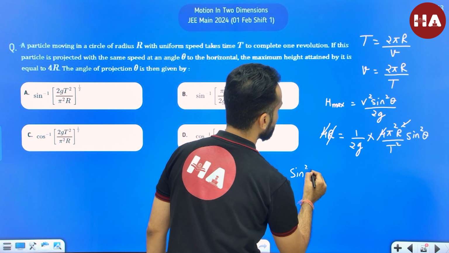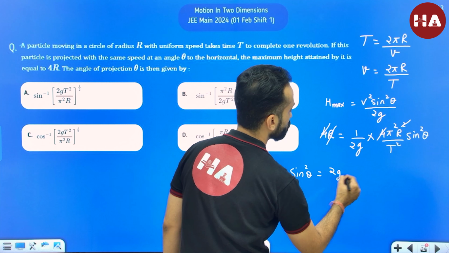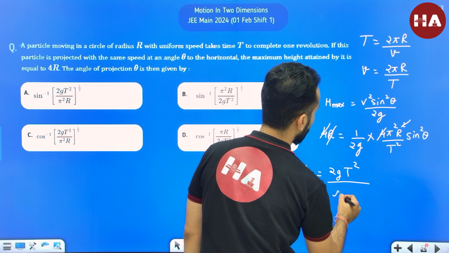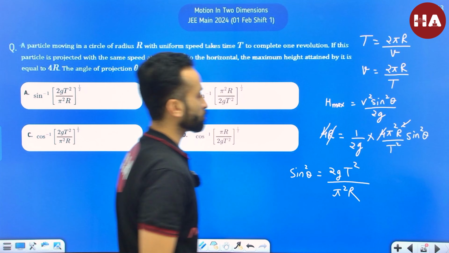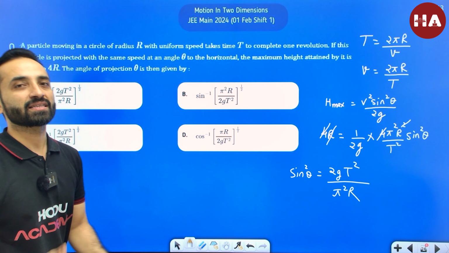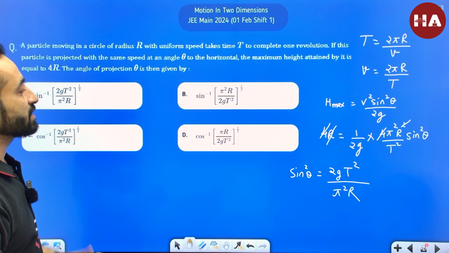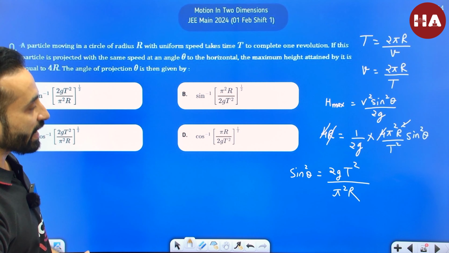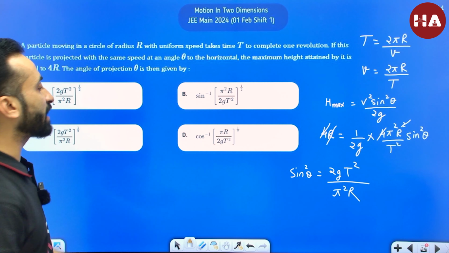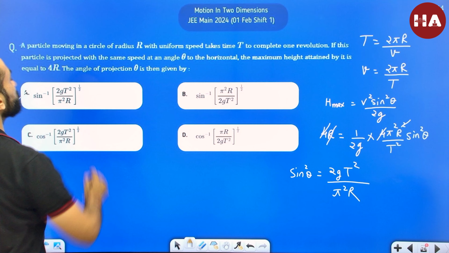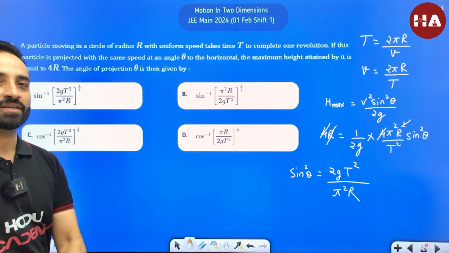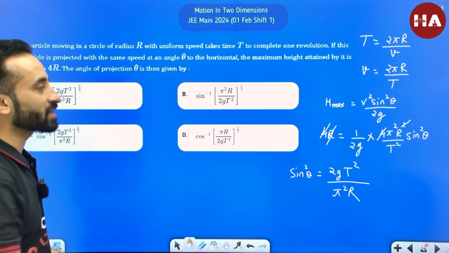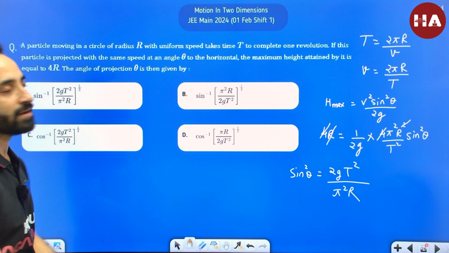This gives me sin square theta is equal to 2gt square divided by pi square r. So if this is sin square theta, then sin theta is going to be under root of this, and then theta is going to be sin inverse of that. So it's like sin inverse of (2gt square divided by pi square r) to the power half, which looks exactly like option A. So nothing much to be done here. Probably they were just trying to mix the concept of circular motion and projectile motion.